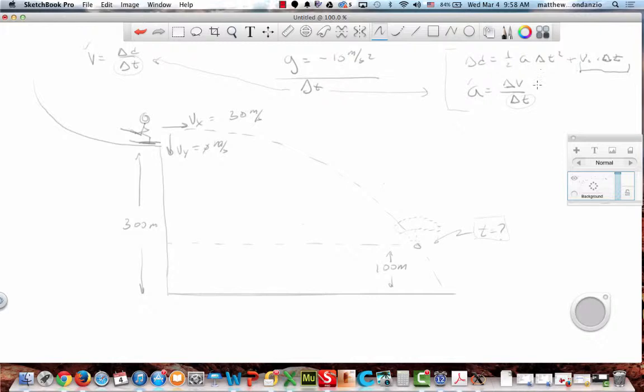Do I have my change in velocity? Well, let's think about that. What does delta velocity equal? V final minus V initial. Do I have my initial velocity? Yes. Do I have my final velocity? No. So I've got two unknowns, time and my final velocity, which means I don't have my delta velocity. Do you guys see that? So I can't use this equation either.